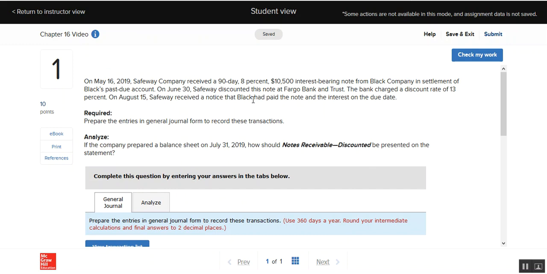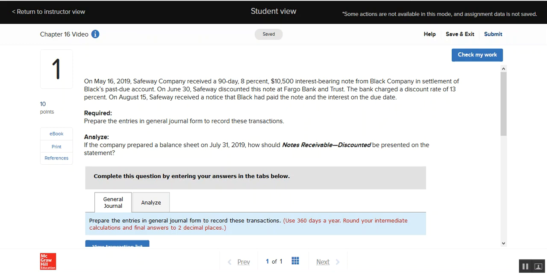It said the note was issued on May the 16th. So we have about half of May, and then all of June, and then this event happened. So we have 30 days in June that we should receive interest for, because we actually held that note from May the 16th to June 30th. So we had all of June, which is 30 days, and 15 days in May that we held that note. So 30 days in June plus 15 days in May is 45 days.